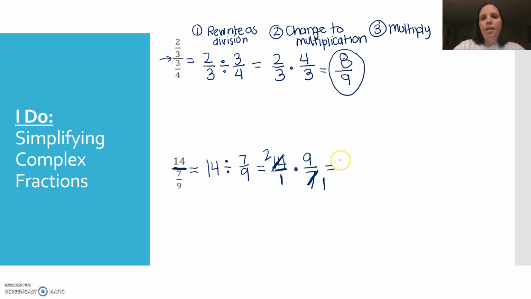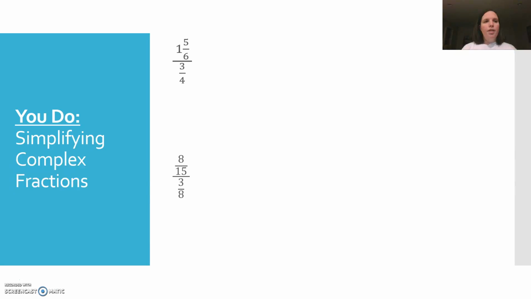So now we can multiply. 2 times 9 in the numerator is 18. 1 times 1 in the denominator is 1. And 18 over 1 is the same as 18. So 14 divided by 7/9 ended up being 18. So the idea is change to division and then use your skills with fractions that you all have shown mastery of earlier this year. So here's a you do.